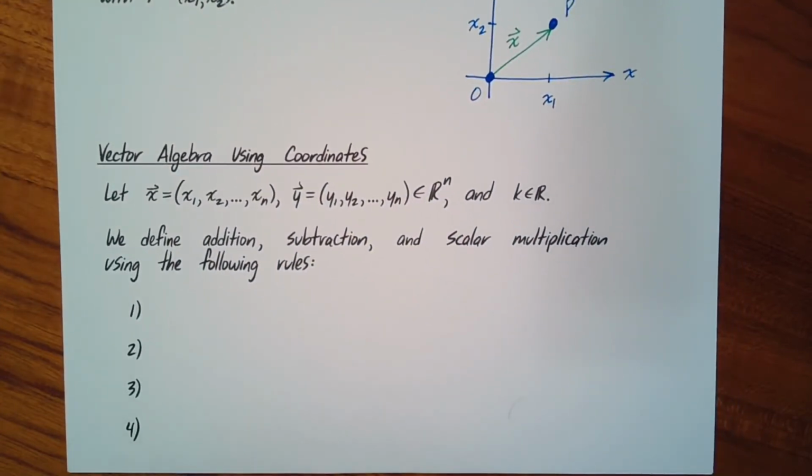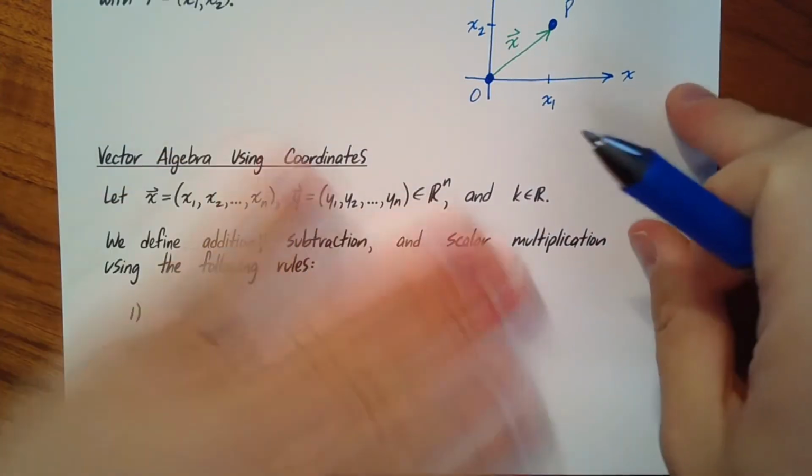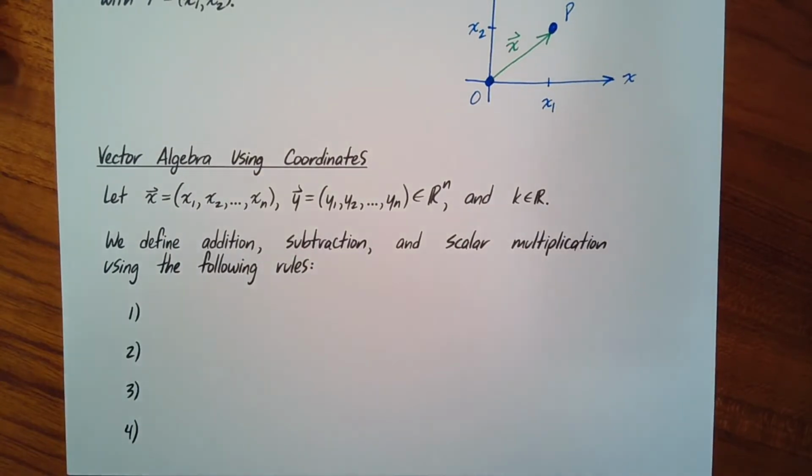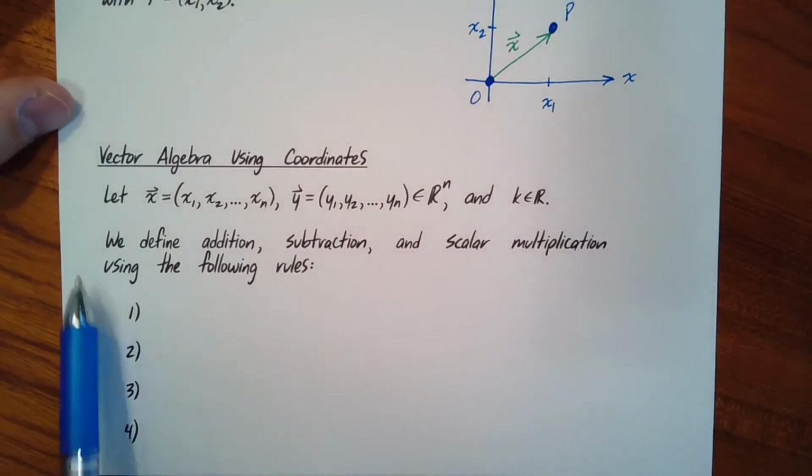So now for the moment we're going to shift our attention to working with coordinate vectors. We talked about the basic arithmetic operations, so addition, subtraction, scalar multiplication. We talked about that in the case of geometric vectors, but now we're going to look at how to do that with coordinate vectors instead. So let's see what we've got here.